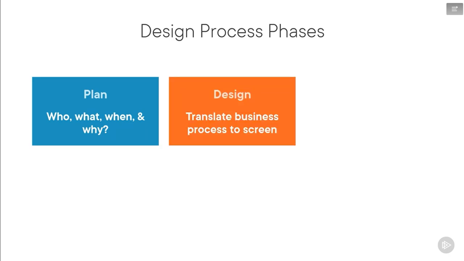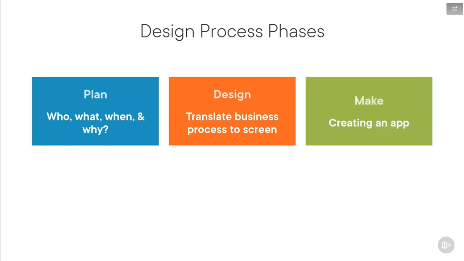Design. This is the phase where you start translating your business process into the screens and features. During this phase, you should define the data model, set the rules for storing and accessing the data, and sketch out the app look.